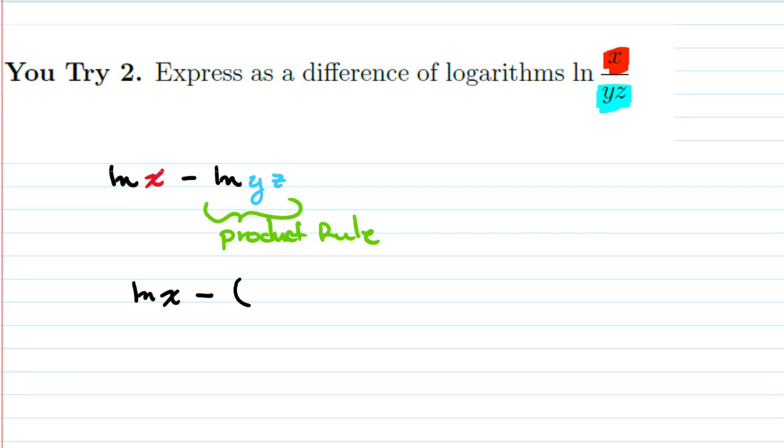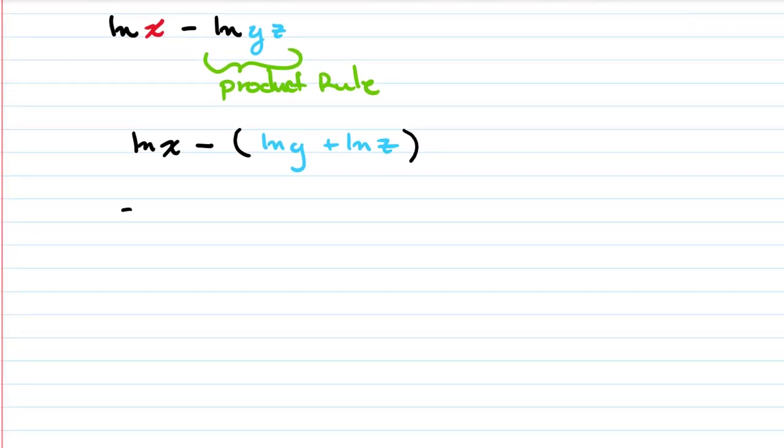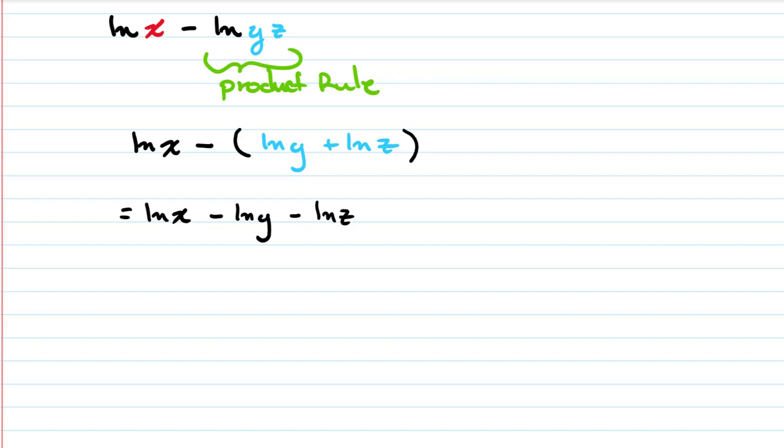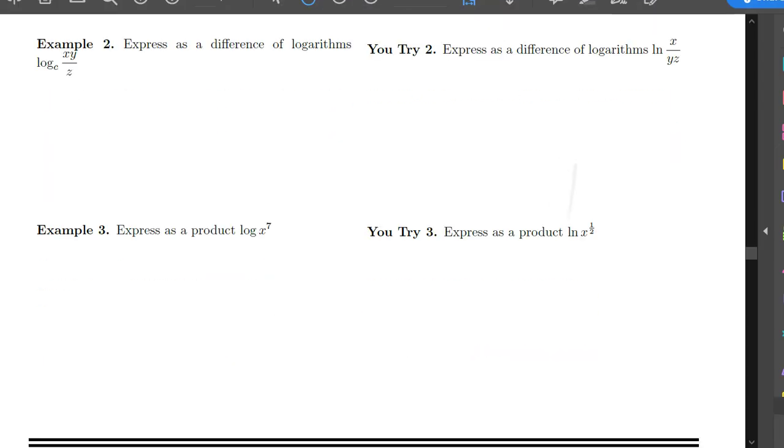minus, and then using the product rule, we're going to have the natural logarithm of y plus the natural logarithm of z. So then distributing that minus sign into our parentheses, we get the natural logarithm of x minus the natural logarithm of y minus the natural logarithm of z. So we have to be just a little bit careful with parentheses and grouping when working on these types of problems. All right, let's take a look at our next example.